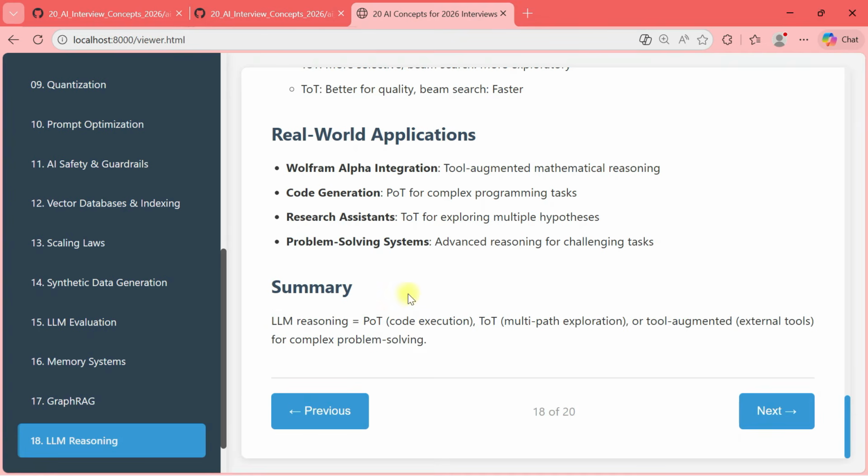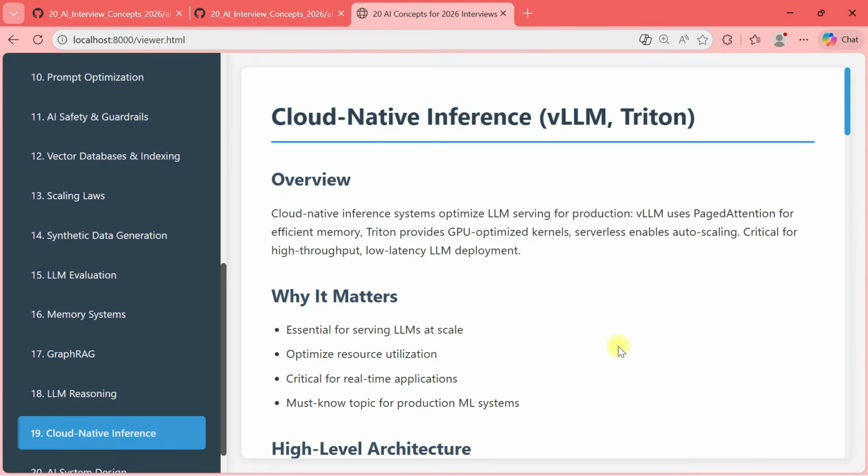This is the summary you can see, and real world applications, obviously a lot of applications for all of these thought processes. Next one is cloud native inference. Some people who are into the cloud, some interviewers who love cloud technologies and deployments, they will touch these areas. Remember, whenever we are talking about cloud or deployment, we will always talk about cost, inference time, the latency, the batch management, the security, all these things we will talk about.